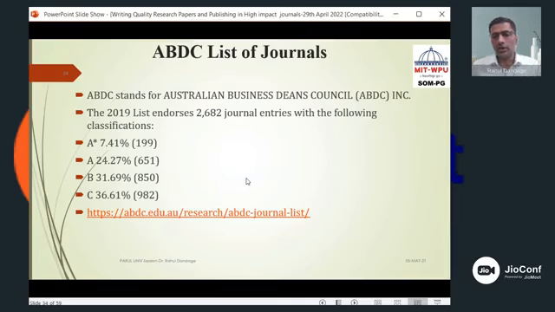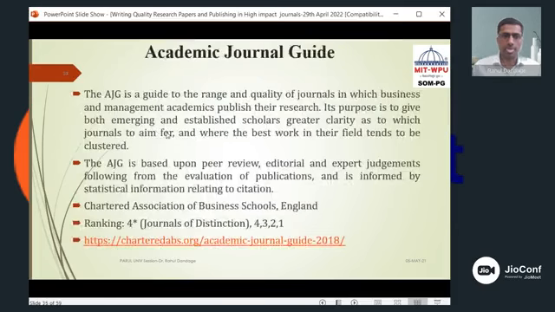There may be 10,000 plus journals which are available worldwide. Out of that, only 2500, 2600 journals are listed in ABDC. Out of that also, only 199 are in A star. So if somebody publishes a research paper in an A star journal, that is a wonderful achievement a researcher can have. Even if we can publish in C or B category, that can be considered a significant achievement.